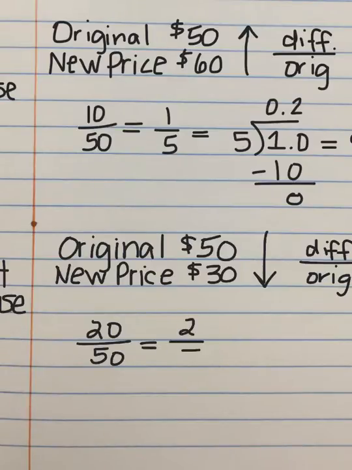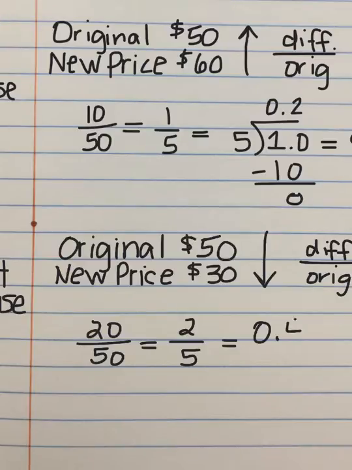2/5. Okay. From here, can I make it into a decimal? Yes. How would we do that? Divide. What's that answer going to be? What is it?